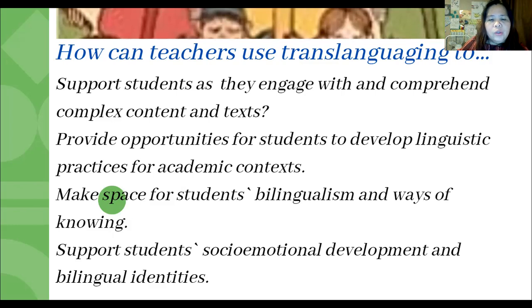How can teachers use translanguaging to provide opportunities for students to develop linguistic practices for academic contexts? How can teachers use translanguaging to make space for students' bilingualism and ways of knowing? How can teachers use translanguaging to support students' socio-emotional development and bilingual identities?